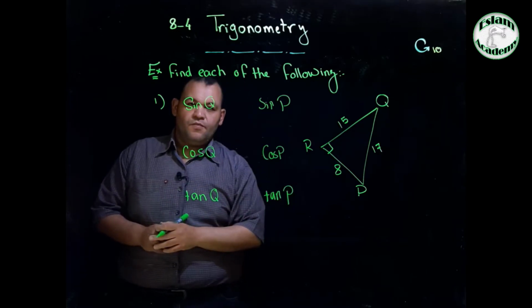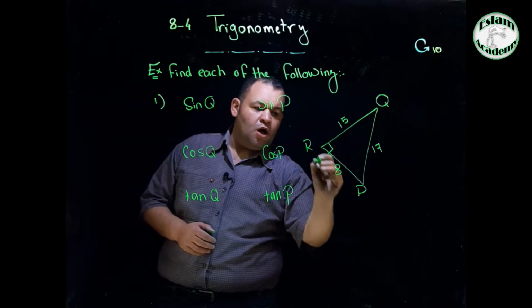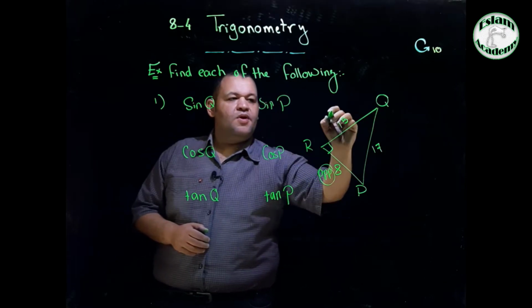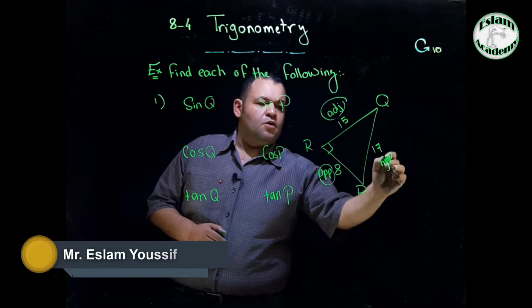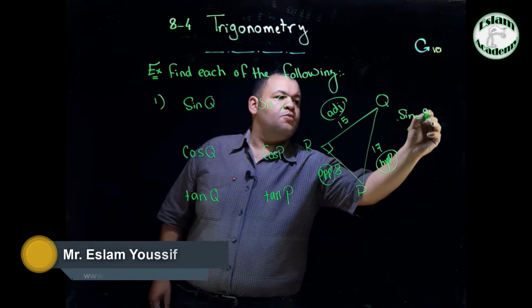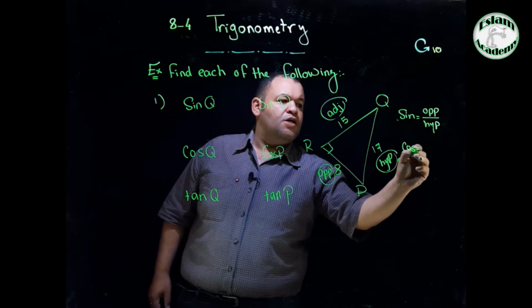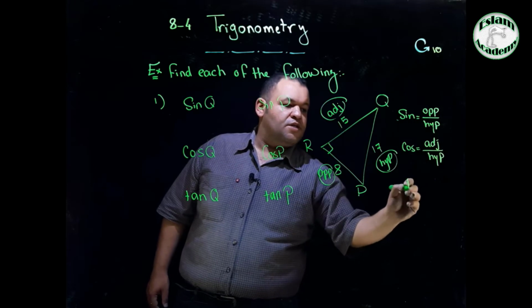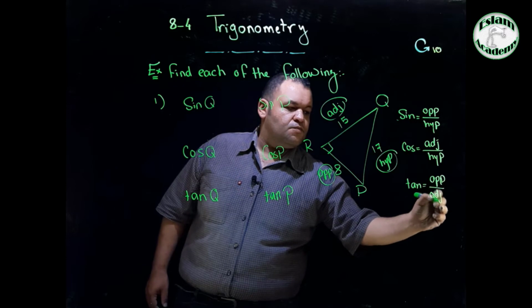So how can we solve? At first I will start with Q. The side which is opposite to Q is RP, so RP will be the opposite, and RQ will be the adjacent, because you know that QP will be the hypotenuse. So again we can revise. We know that sine is equal to the opposite over the hypotenuse, the cosine is equal to the adjacent over the hypotenuse, and tan equals the opposite over the adjacent.